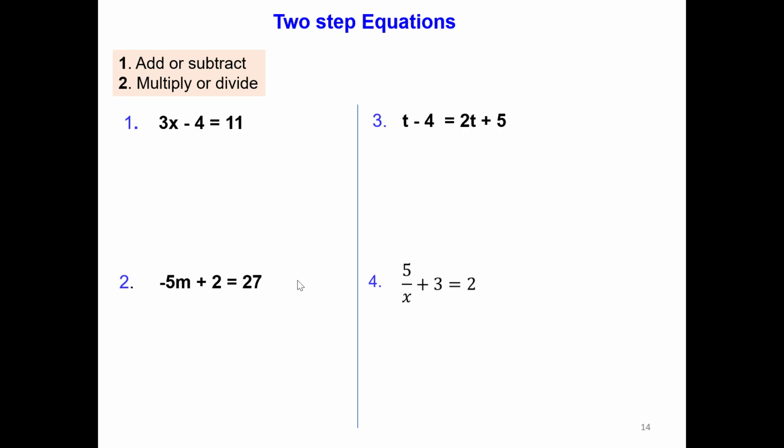Then 3x minus 4 equals to 11. Then to solve this equation, first we need to add 4. As we want to get x by itself, first we need to add 4 on both sides of the equation. Then we will have 3x. This cancels out, equals to 11 plus 4 will be 15. Then we divide by 3, x equals to 5.